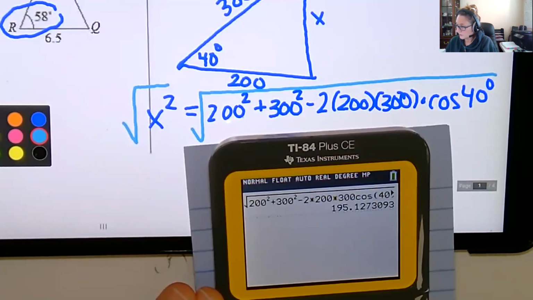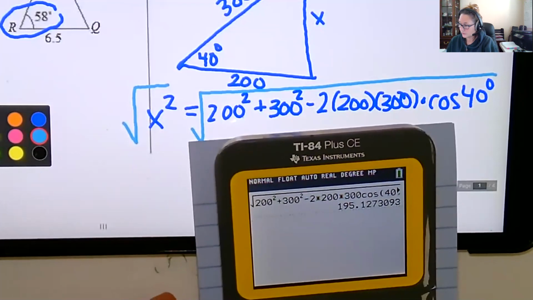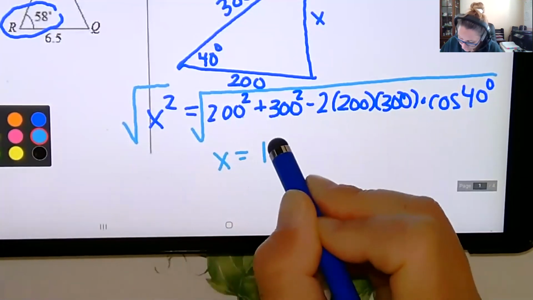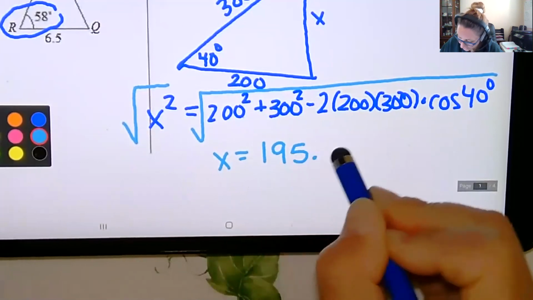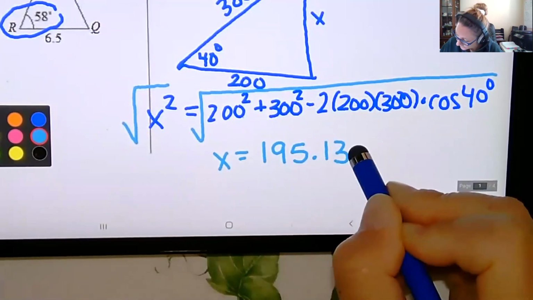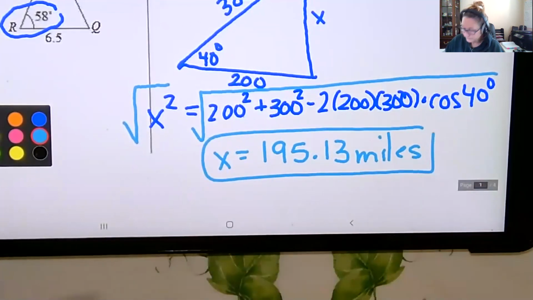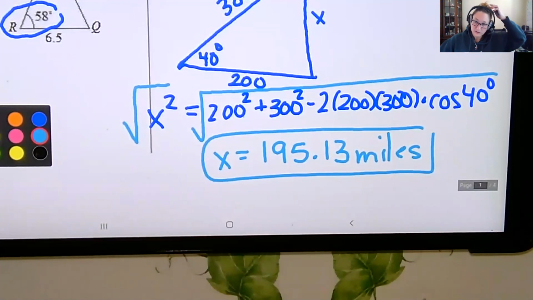And I end up with 195.13. So x equals 195.13 miles. And that's your answer. Okay. So hopefully this is helpful. Again, just go through the parts that you need.